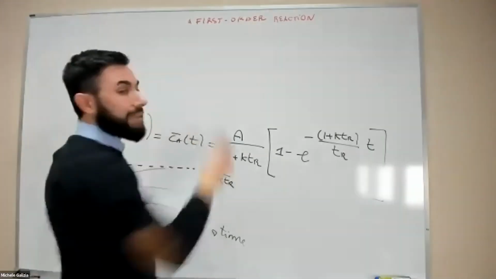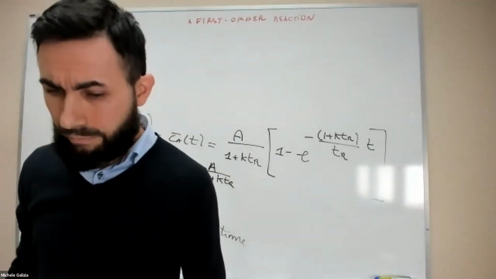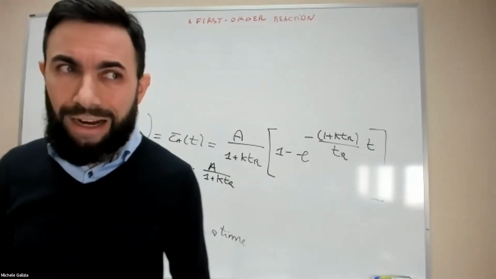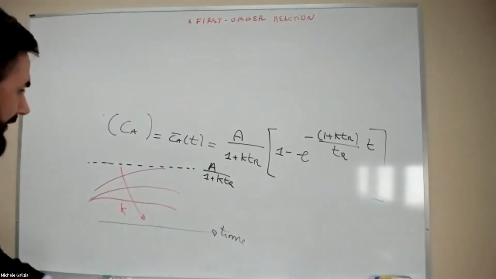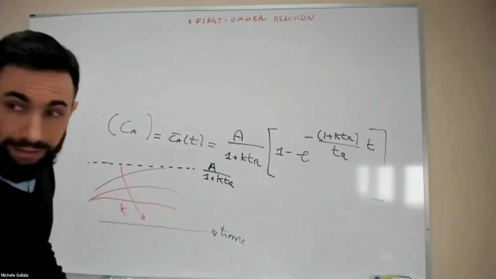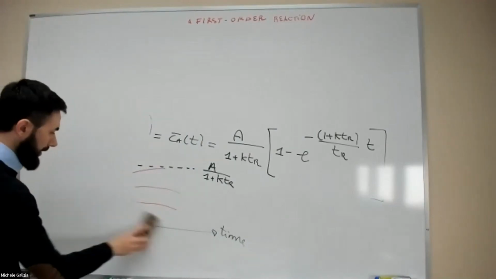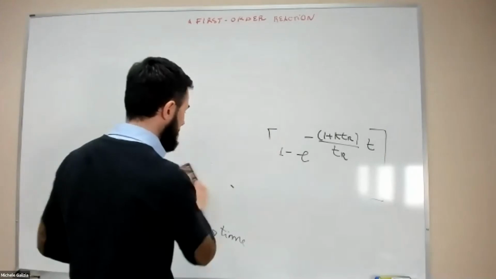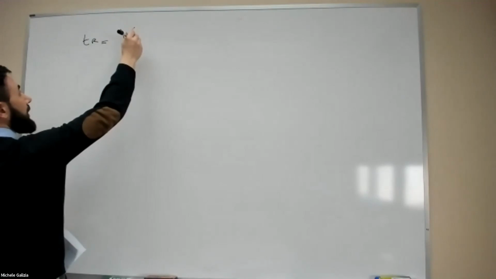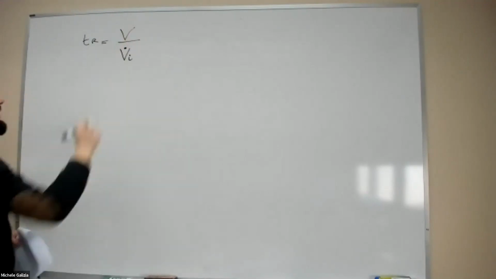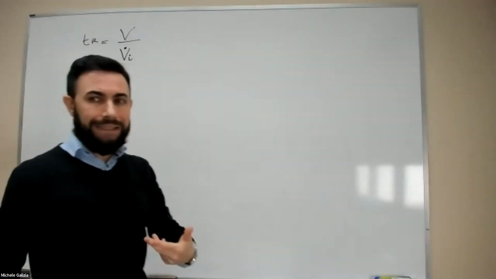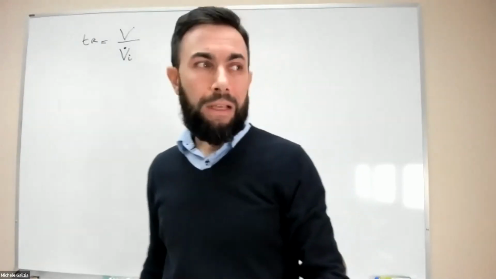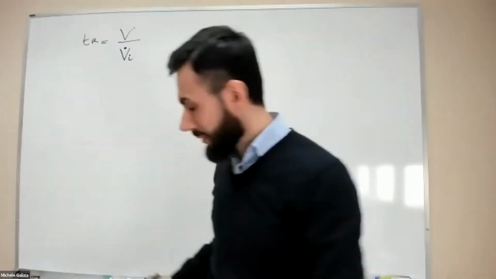Dr. Galizia, yes, I'm still a little confused. What is TR again? TR is a characteristic time, and I'm glad that you brought this to the attention, Alexei. Let me just erase and say a few words about it. So TR was basically V over VI dot, volume over inlet flow rate. Make sense? Yes. So it is, let's say, a characteristic time.